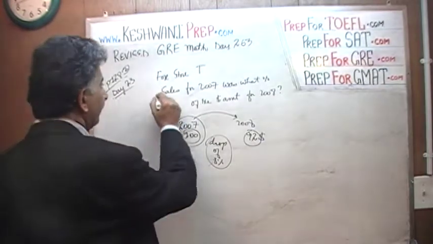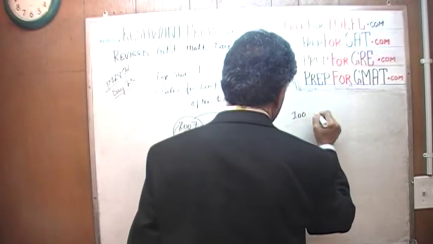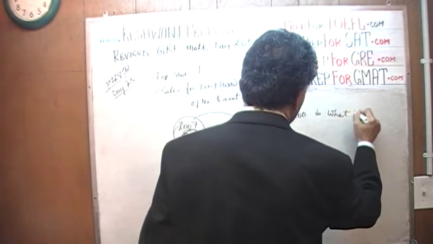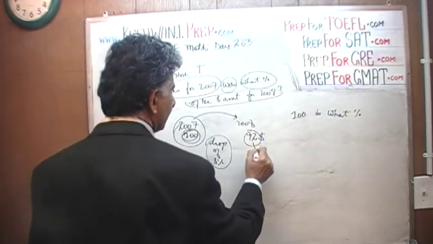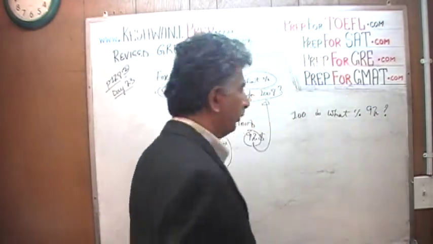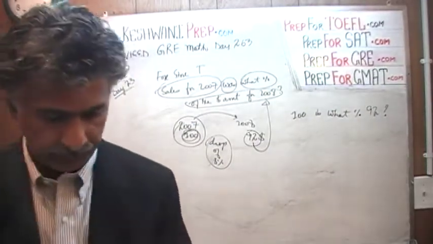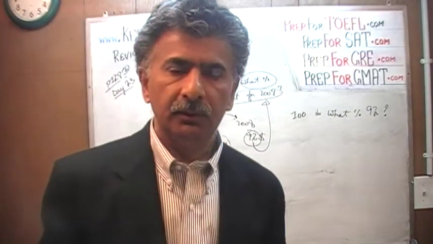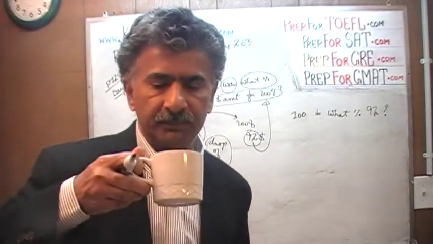So the question here is, sales for 2007, which is 100 here, is what percent of the sales amount for 2008, which we just found out is 92. That's what it boils down to. The question is basically, 100 is what percent of 92. Now if you're one of those people who has trouble dealing with percentage problems, there are quite a few videos that you will find. Just search for GRE percentage problems, math problems, and you will find them.